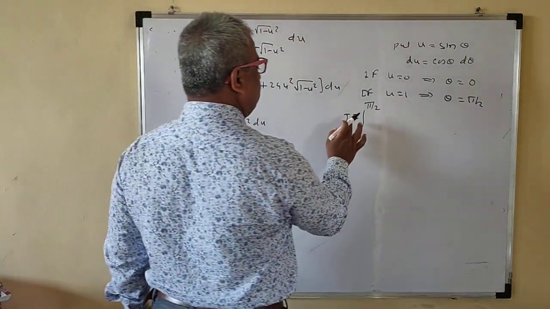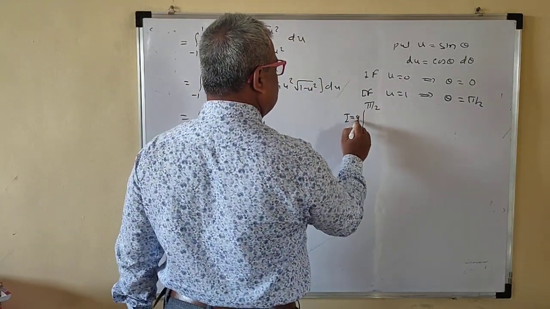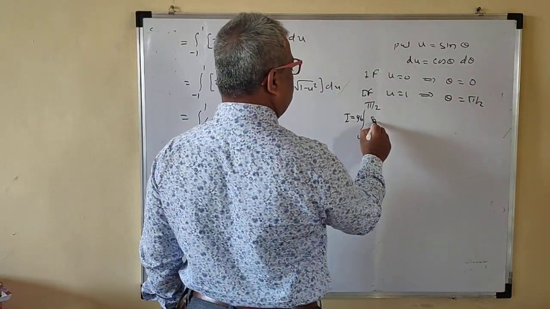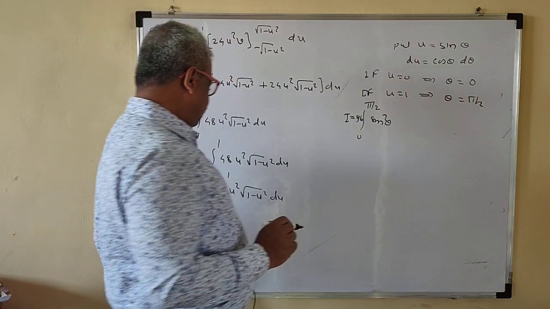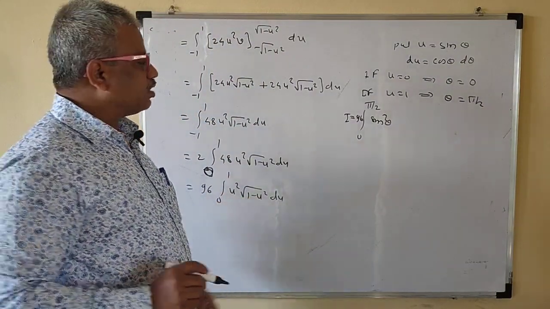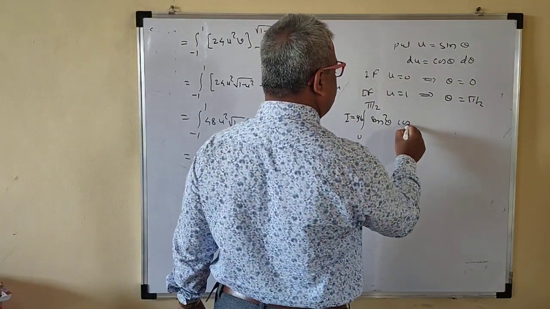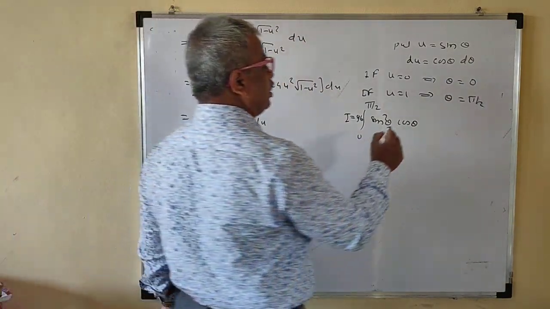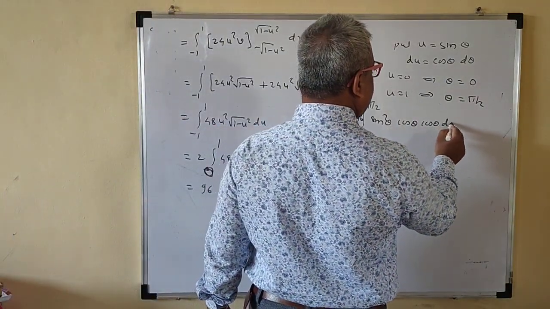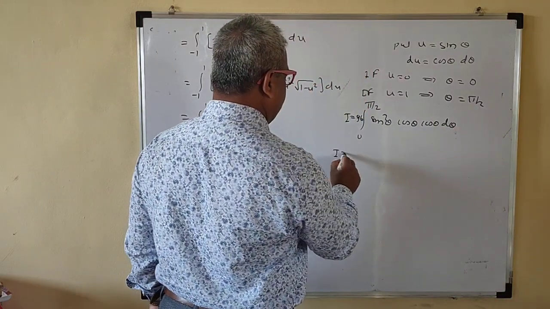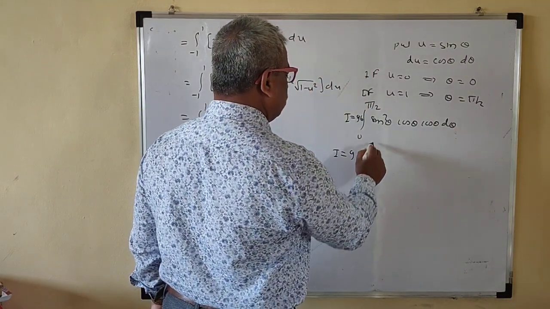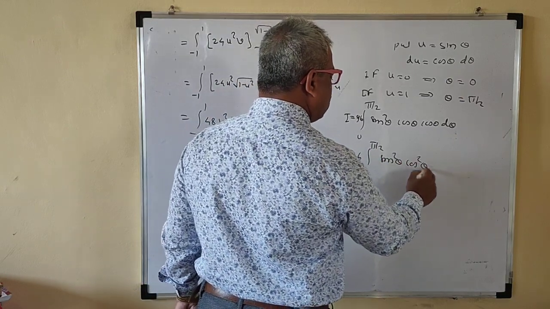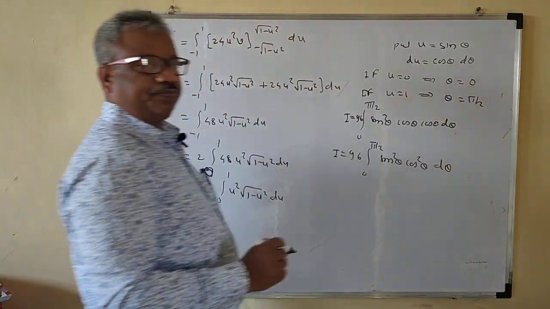96 is there. So u squared becomes sin square theta. Root of 1 minus sin square theta is root of cos square theta, that is cos theta. And du is equal to cos theta d theta. So I is equal to 96 times the integral from 0 to pi by 2 of sin square theta cos square theta d theta.